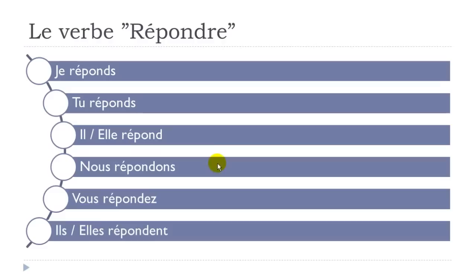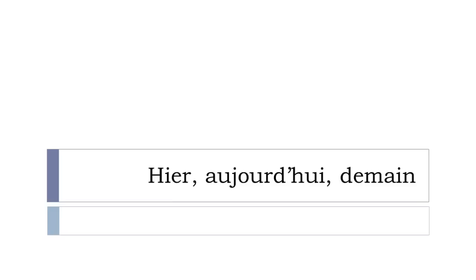So let's see all the forms one more time. Je réponds, tu réponds, il répond, elle répond, nous répondons, vous répondez, ils répondent, elles répondent. Hier, yesterday, aujourd'hui, today, demain, tomorrow, ok? Hier, yesterday, aujourd'hui, today, demain, tomorrow.